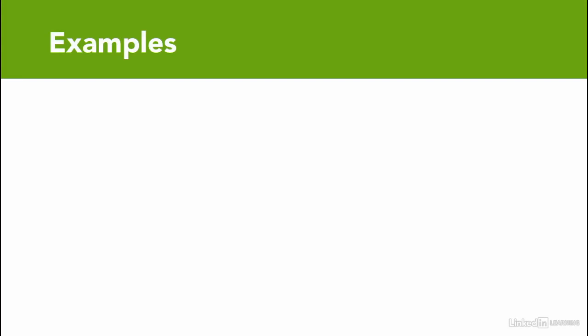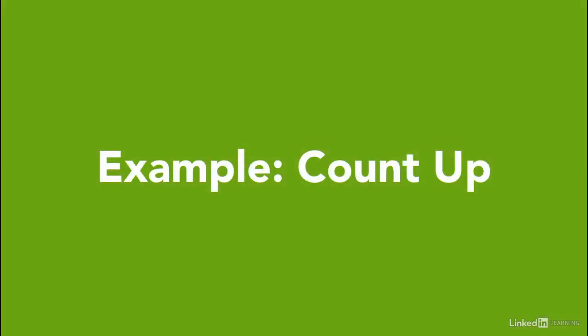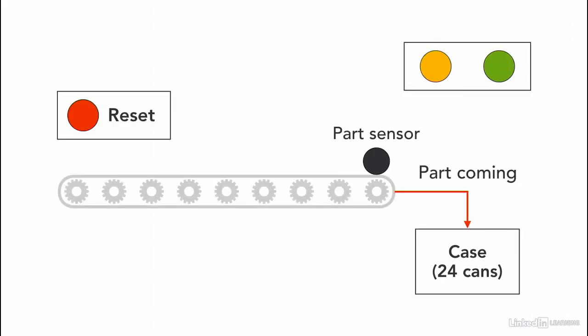So now I'll go through examples for counter up, counter down, and up and down counter. So let's see an example of using a counter up in PLC programming. For example, let's say we have a sensor on a conveyor to count 24 cans that go into a case.